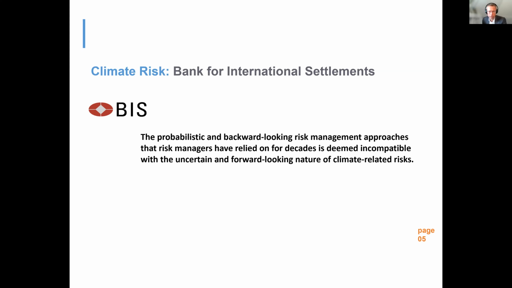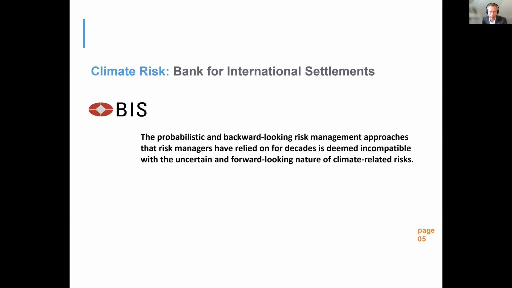The Bank for International Settlements, I'm sure you know, the central banks of central banks, basically says that the probabilistic and backward-looking risk management approaches that you have been accustomed to for probably most of your career is not going to help us when managing climate change. Because there's also the irreversibility of climate change. Once we reach certain tipping points, there is no bouncing back from climate change. If we don't bend the curve in the next 10 years or so, we're going to have runaway climate change.